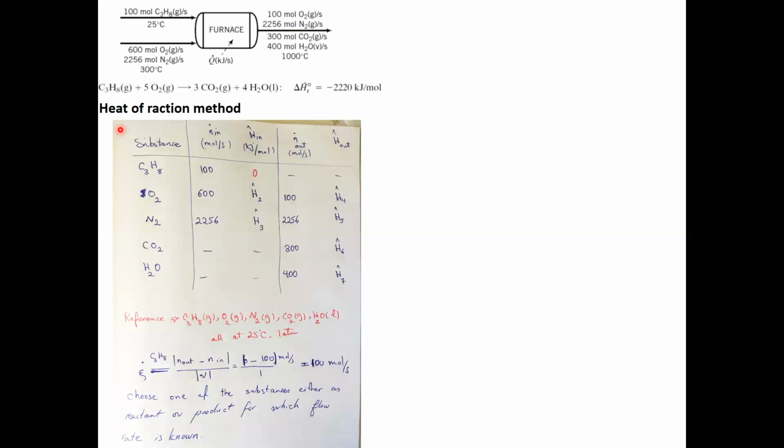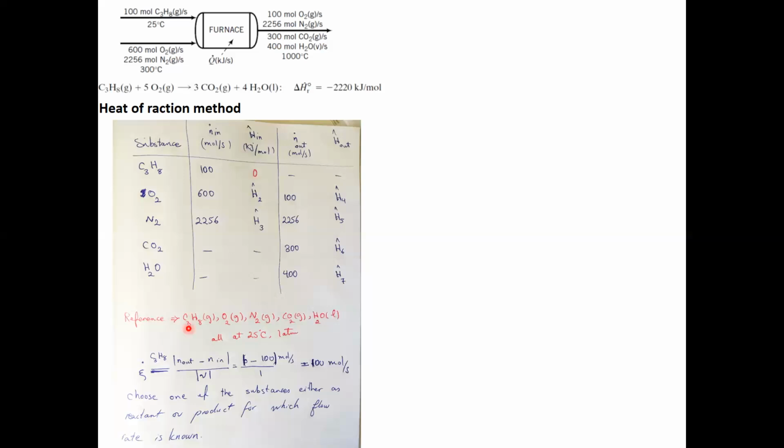As long as we want to use the heat of reaction method, we have to consider our reference as all the components we have in this reaction at 25 degrees, 1 atmosphere, in the phase in which they are available at this temperature and pressure. We have some idea about some of the components at 25 degrees and 1 atmosphere. For example, propane is in gas form, oxygen gas form, nitrogen gas form, carbon dioxide gas form, but water at this temperature and pressure is liquid.